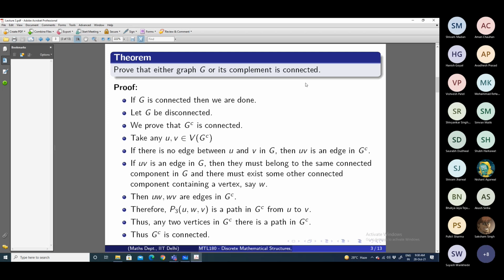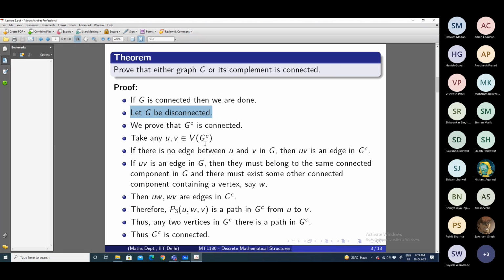Now here we will have a proof. The proof is very simple. First we consider if G is connected, then we are done, right? Now we assume that G is disconnected. In that case we will prove that if G is disconnected, then G complement should be connected. Why? We take any two vertices U and V from G complement.